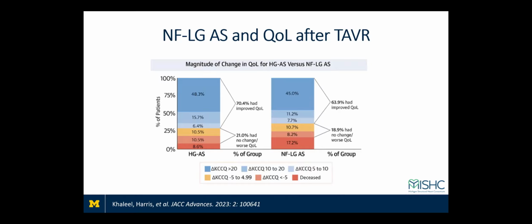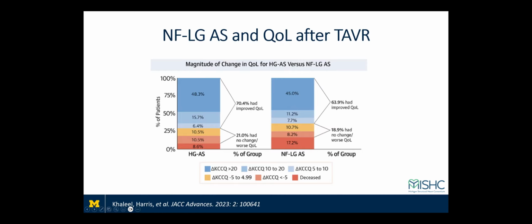So this is data from the University of Michigan patients undergoing TAVR. And we compared what the quality of life at 1 year after TAVR looks like for patients with our kind of standard high gradient aortic stenosis shown on the left versus patients with normal flow, low gradient AS on the right here. The different shades of blue are increasing improvements in quality of life that we see here. And you can see that there was no significant difference between the improvements in quality of life that we see with these normal flow, low gradient AS patients.